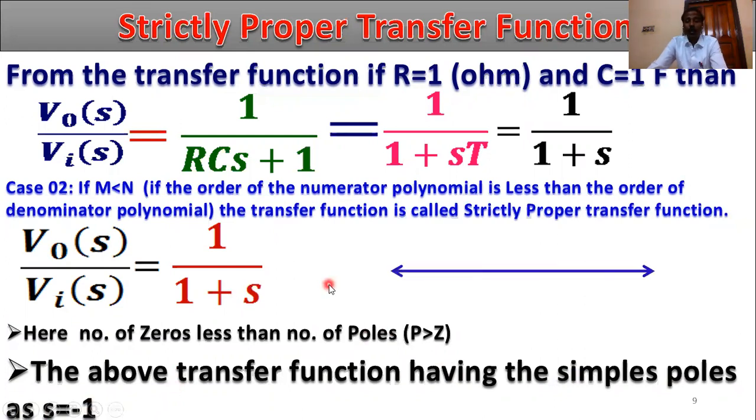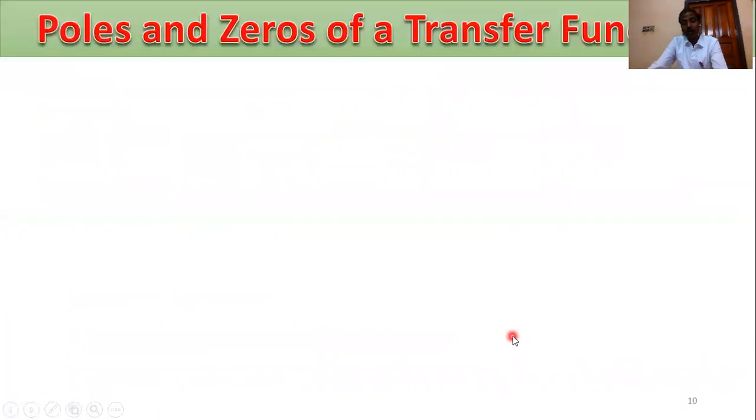What is the pole-zero configuration? This is the real axis, Re, and this is the imaginary axis. The pole is only at s equals minus 1. So we put it in this position; this is the pole position at s equals minus 1.